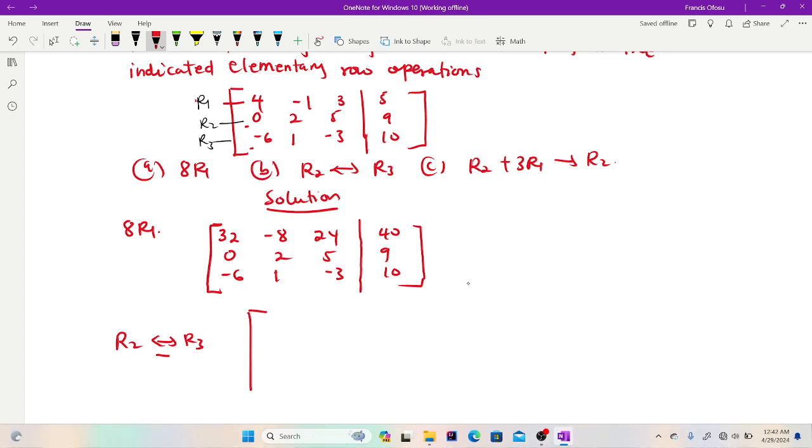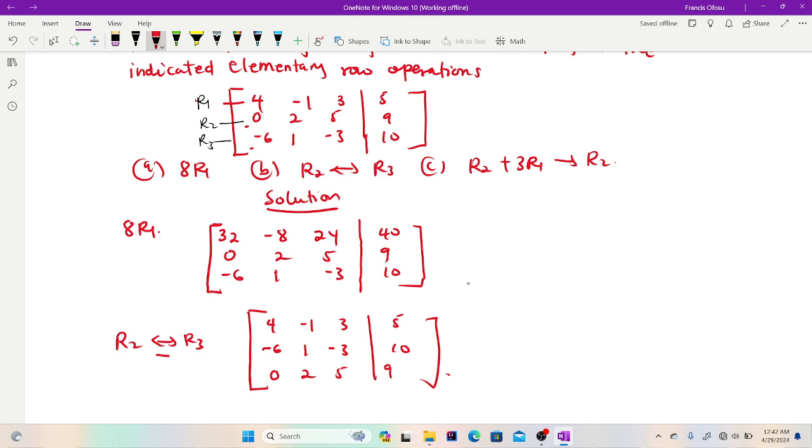So I'll simply have 4, -1, 3, 5. Then my R2 now becomes my R3. So I'll start with -6, 1, -3, 10. Then I'll have 0, 2, 5, 9. So this gives us our second row operation.